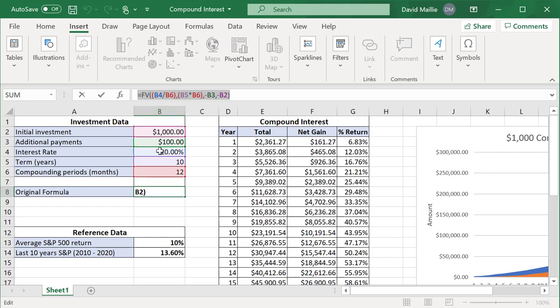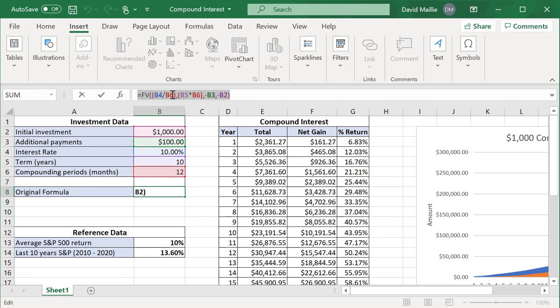Then you've also got your interest rate, which is 10%, which is B4, which is right here, divided by B6, which is your compounding periods, months, 12, and that's what I used here. So if we compounded it monthly, that's what it would be. And B5 and B6, which is your term divided by your compound periods.